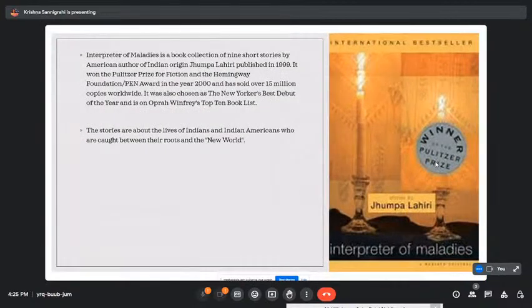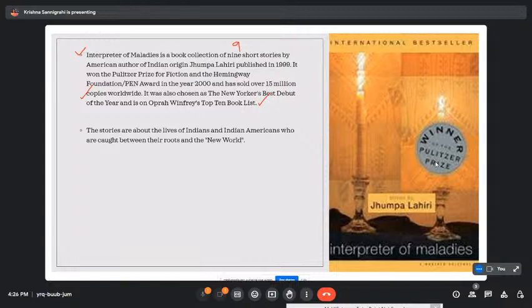So, Interpreter of Maladies, I don't know if you had this in your syllabus. Because if you have it in the syllabus, then you can actually read it. Otherwise, there is the story Interpreter of Maladies inside this collection of stories. So, Interpreter of Maladies is a collection of what? Of 9 short stories by American author of Indian origin Jhumpa Lahiri, published in 1999. It won the Pulitzer Prize for Fiction and the Hemingway Foundation PEN Award in the year 2000 and has sold over 50 million copies worldwide. It was also chosen as the New Yorker's best debut of the year and is on Oprah Winfrey's top 10 book list.